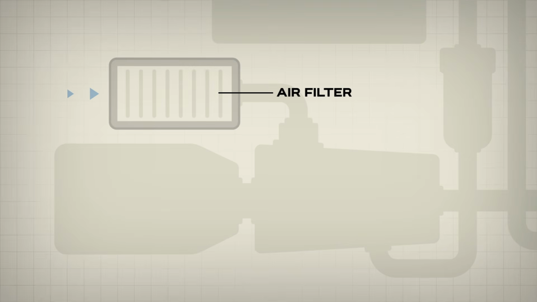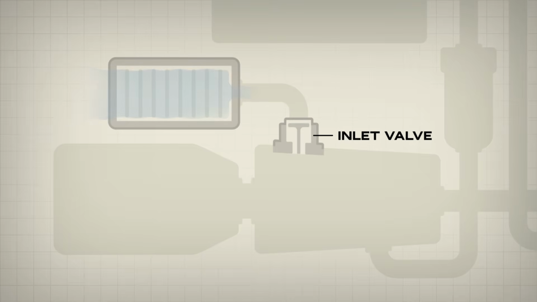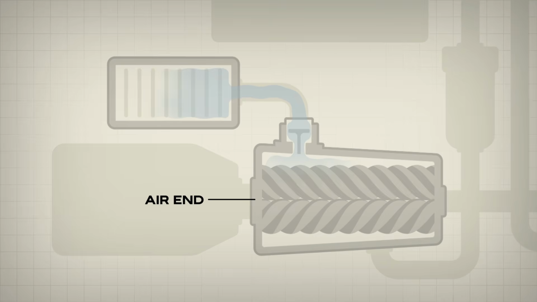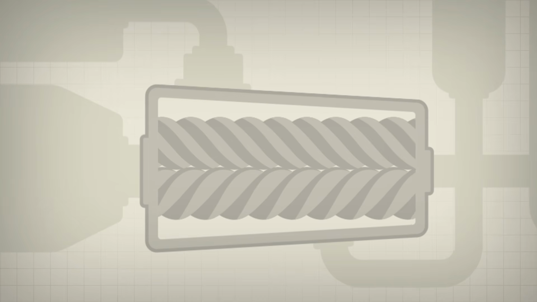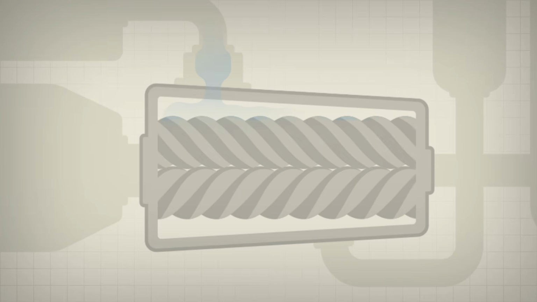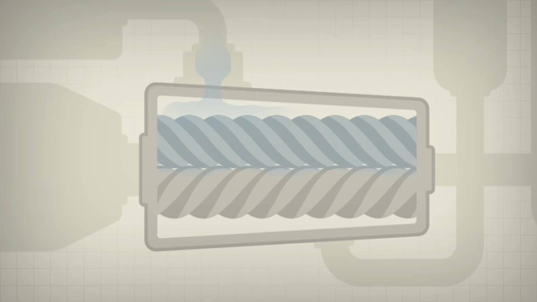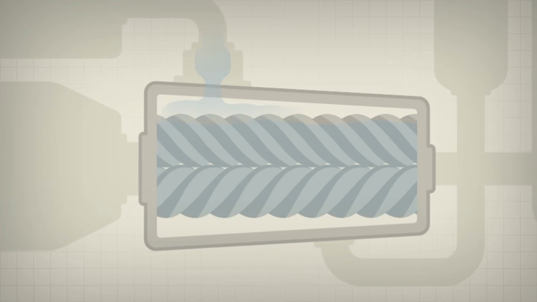Ambient air passes through the air filter and enters the compressor via the inlet valve. The housing and rotating screws are called the air end. Inside the air end, two precision machine rotors, commonly called male and female screws, begin to rotate. As the rotors turn, air is trapped between the lobes and the air end housing.